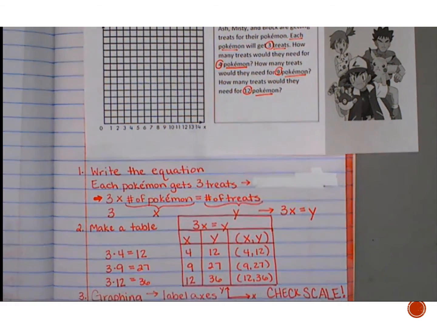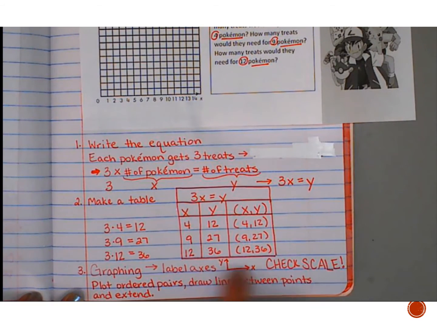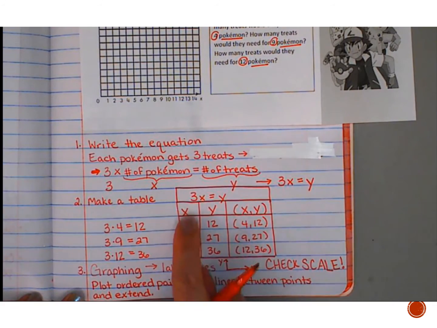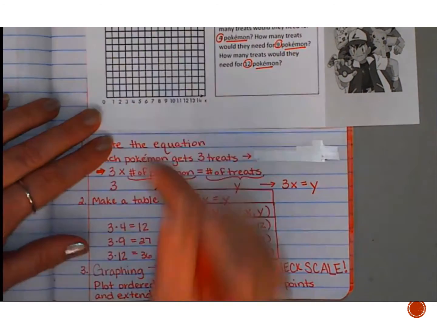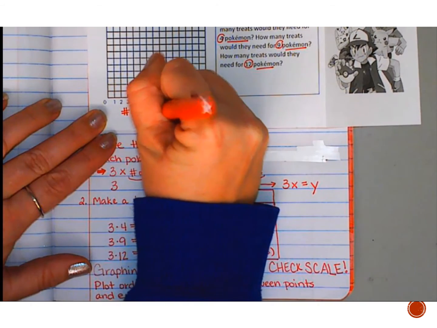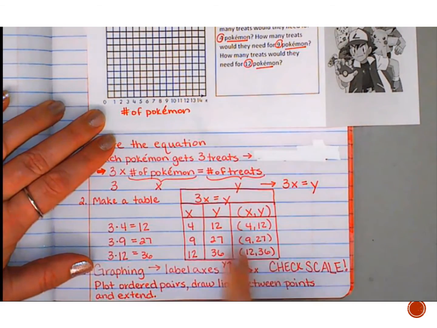Last step we're going to do is the actual graphing. Okay, we're going to label our axes. That's the x and the y. X is across, y is vertical. And we're going to label it. Our x was the number of Pokemon. Our y was the number of treats.